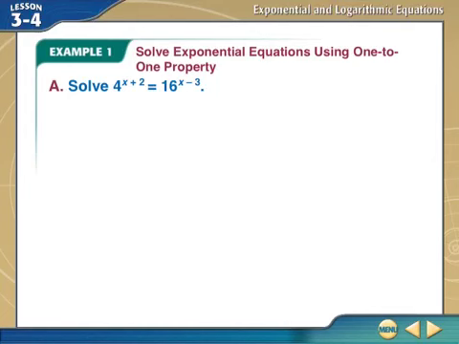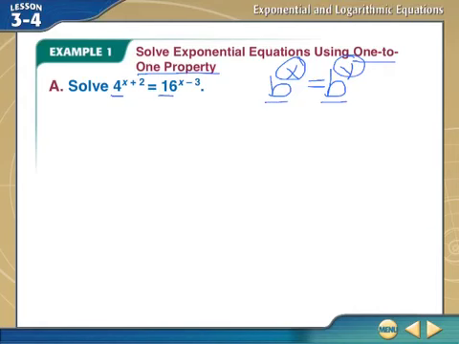Now, the important thing with using the one-to-one property is that our bases have to be the same. Remember that b to the x is equal to b to the y only if our bases are the same, and then that implies x is equal to y. So before I can say x and y are equal, we need to get these bases equal to each other.